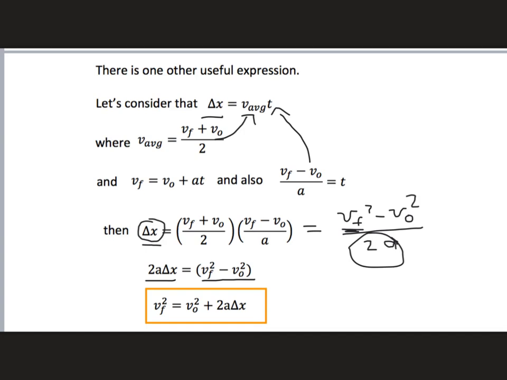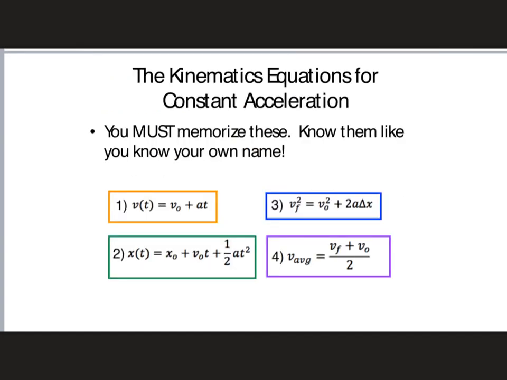So let's sum up. These are our 4 kinematics equations, and you need to learn them. You need to understand what all the parts of them are. You know, what's v naught? It's the initial velocity. What's x naught? It's the initial position. What's a? The acceleration. t is the time. The v average is the average velocity. These are things that you need to know. Delta x is x minus x naught. It's the displacement.